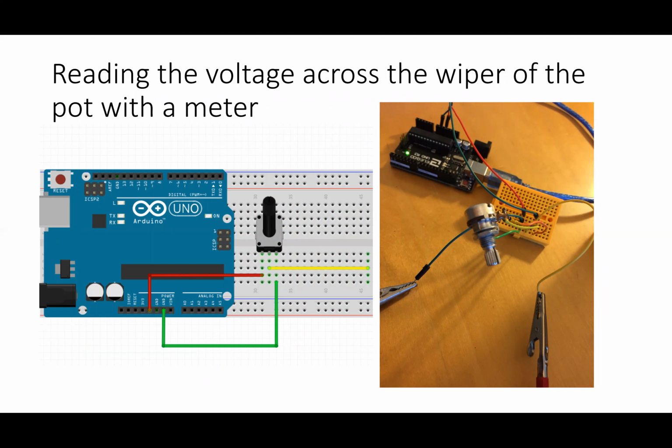Let's plug it into our breadboard and let's measure the voltage between the wiper and one of the connections on the side of the potentiometer. Here we're using our Arduino as the power supply. This red wire goes into the +5 volts and goes to one side of the potentiometer. This green wire goes to ground, and there are two ground connections here, and goes to the other side of the potentiometer, and the yellow wire is going to our meter.